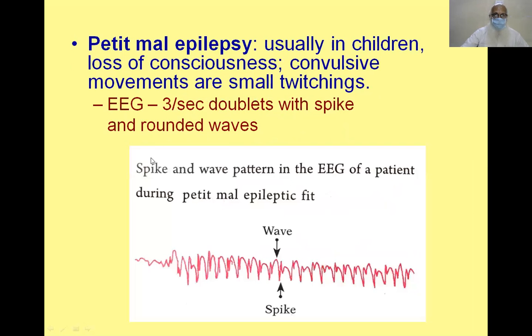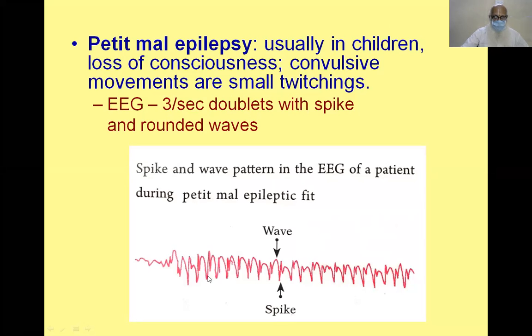In the petit mal epilepsy, which might occur usually in the children, loss of consciousness and convulsive movements are likely to occur. The twitching movements, small twitching movements are also there. So convulsive movements are usually small twitchings. EEG will produce 3 per second doublets.